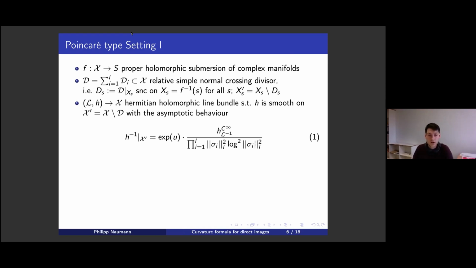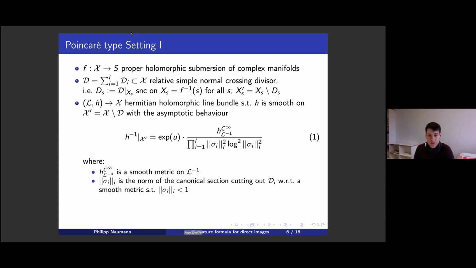Note that on the left-hand side we describe the inverse of the metric. So for the inverse, we have this expression, and what is meant by this? Well, first, h infinity is just the ordinary smooth metric on L inverse, so it's smooth everywhere on the total space, just to compare it to this singular metric. And then in the denominator, that's the Poincaré type expression that we recover here.